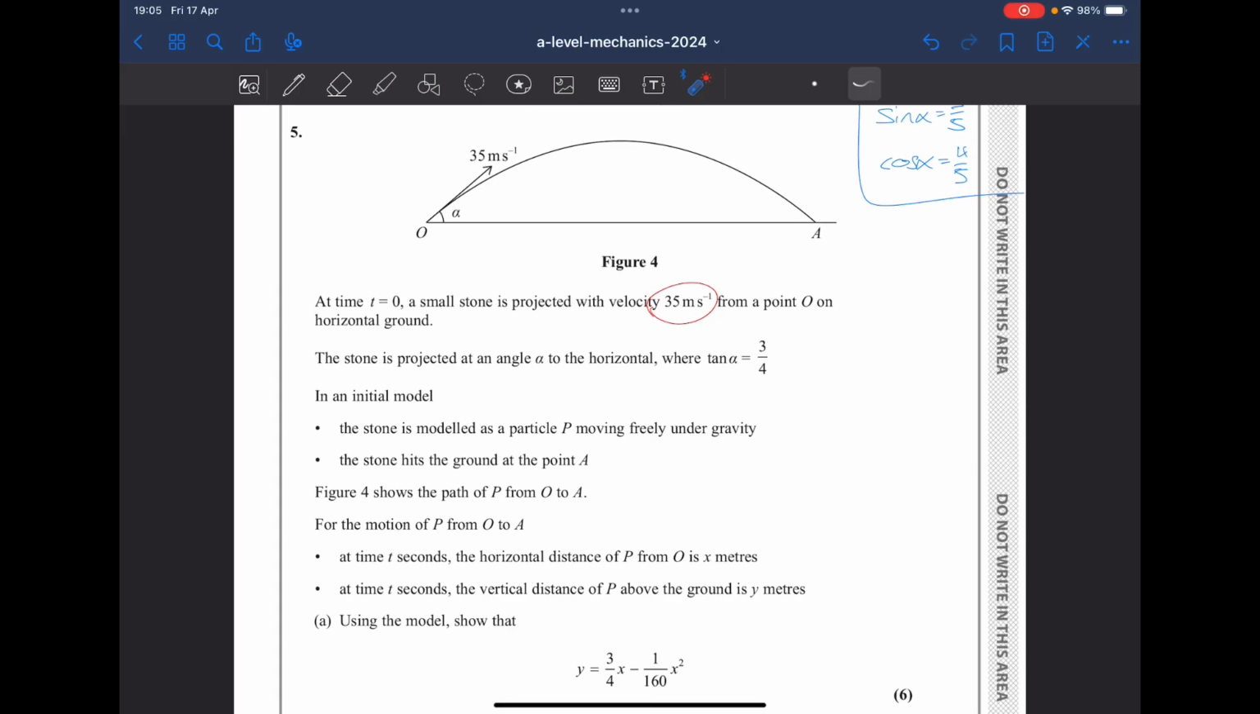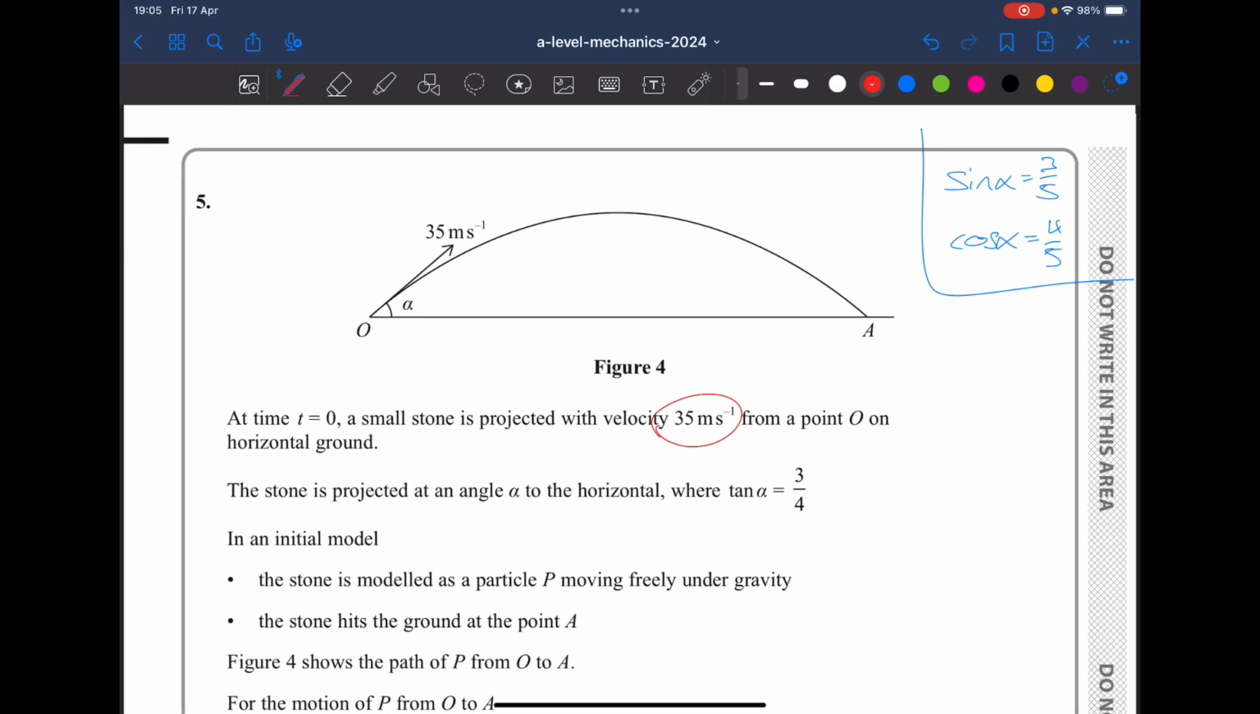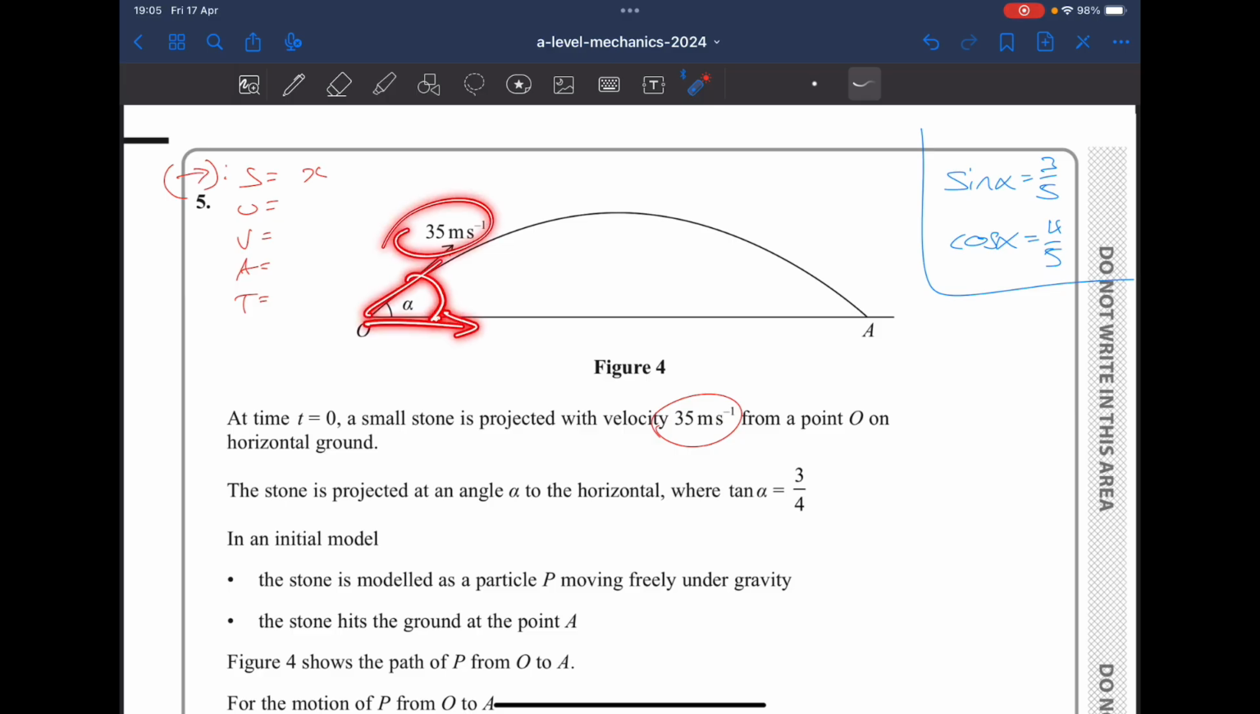So we'll start by doing the horizontal because there's no acceleration. So let's think about what's going to happen. Let's look at our letters for suvat. We're going horizontally, where right is going to be positive. So distance traveled is O to A, but they've called that x. The initial speed is going to be 35 cos alpha, and that's 4/5 of 35. 1/5 would be 7, times 4 is 28. V, we don't know, don't care. Acceleration is 0. That we do care about.